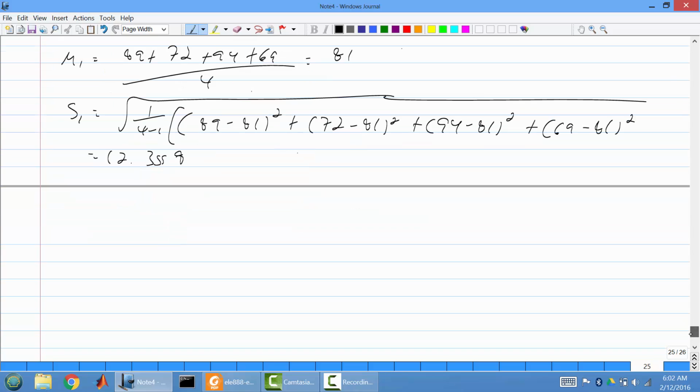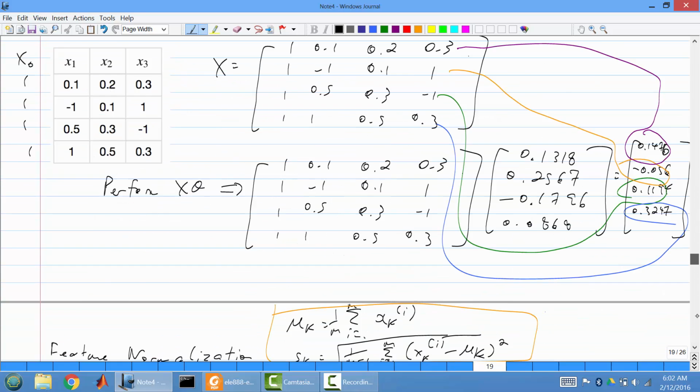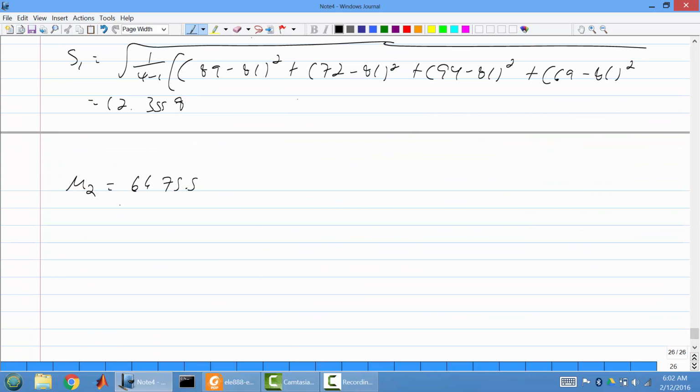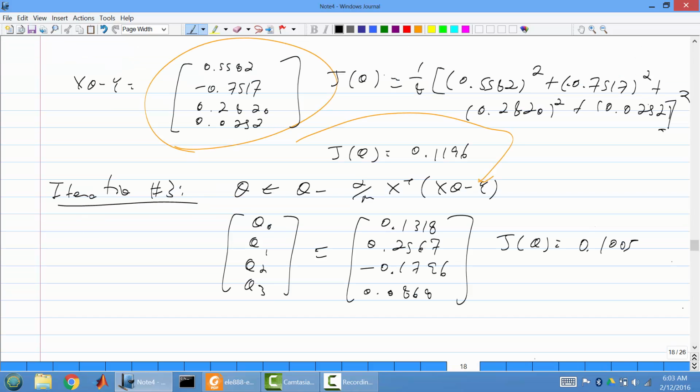Okay, you can certainly do this with the second feature as well. I won't insult your intelligence. You can do this on your own. You got a mean of 6675.5, so 6,675. And finally, the standard deviation for this particular feature is 2009.0558.